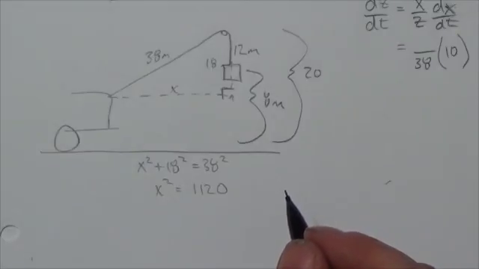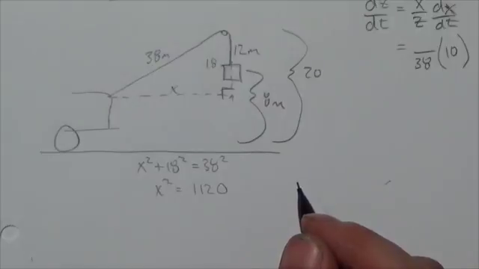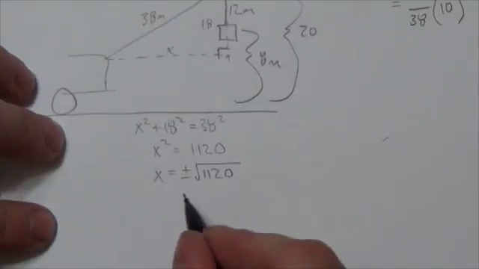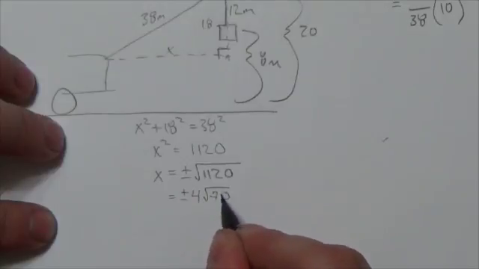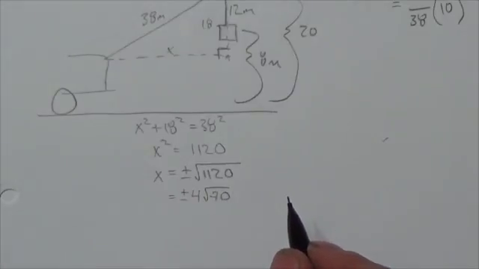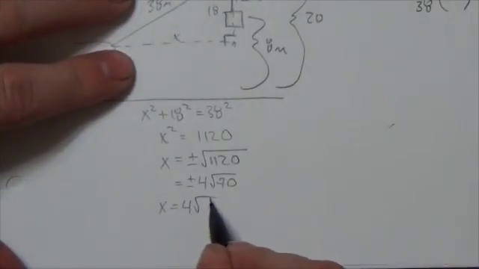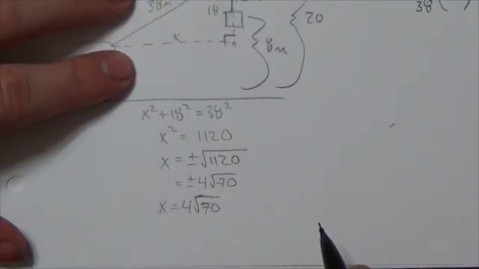Now I highly doubt that's going to work out nicely, and it doesn't. So 1,120, divide that by 4. Okay, and so what we're going to get here is x is going to equal plus or minus the square root of 1,120. And that can be reduced to plus or minus 4 root 70. Now I'm just going to double check that I did that right. Yep. And I know in this case right here that it's going to be positive. That plus or minus here doesn't make any sense because of the way we've drawn this. So x is going to be 4 root 70.